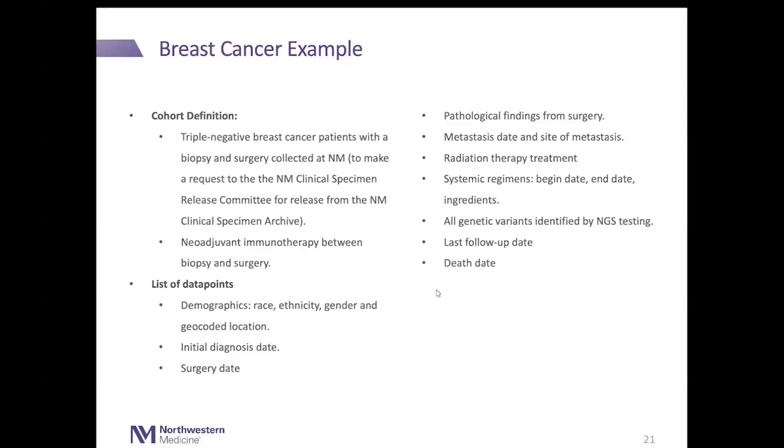And this is the list of data points that are being requested: demographics, race, ethnicity, gender, initial diagnosis date, surgery date, pathological findings from the surgery, metastasis date and site of metastasis, radiation therapy treatment, systemic regimens, all genetic variants identified by NGS testing, last follow-up date, and death date.